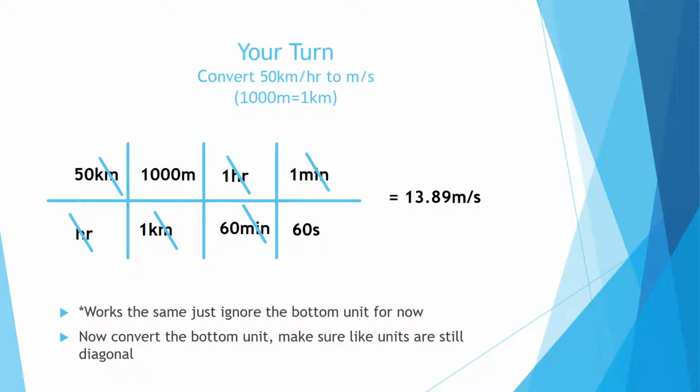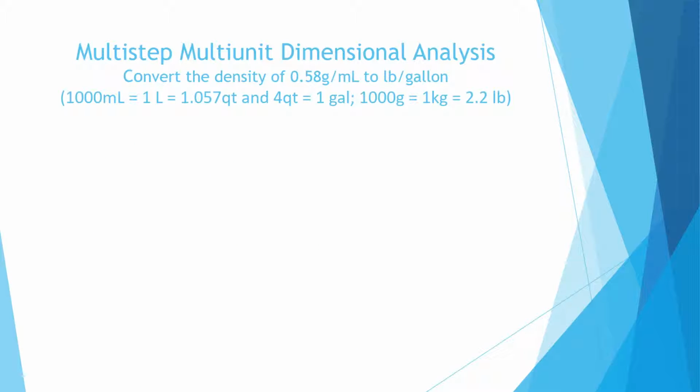So if you're feeling up to it, I have a challenge question on this next slide. See if you can do it. So here it's a little more complex, a lot more conversion factors to deal with, but as long as you keep to the basics that we've learned in this video, you should be fine. So I need to convert a density of 0.58 grams per milliliter to pounds per gallon. So see if you can figure this out on your own. I'm going to pause for a second and let you do it, and then I'll come back.